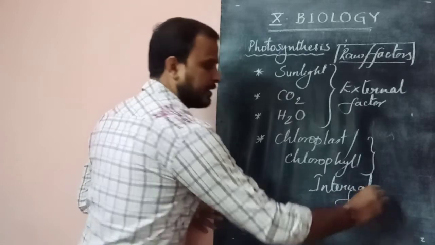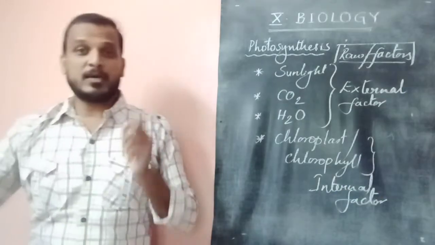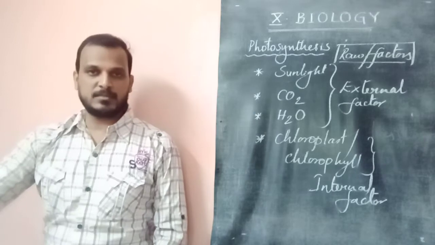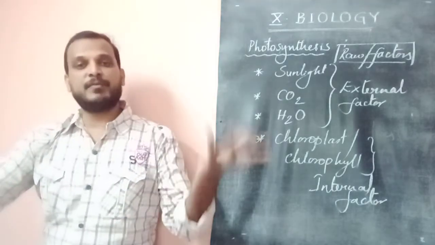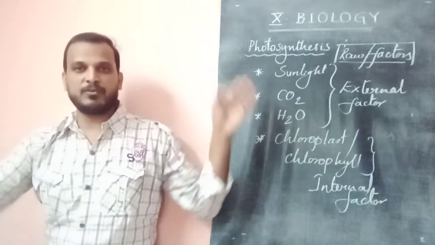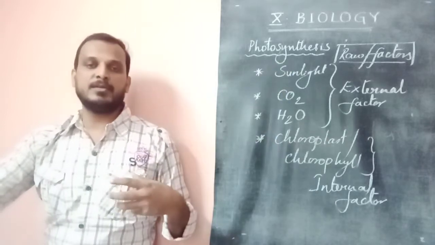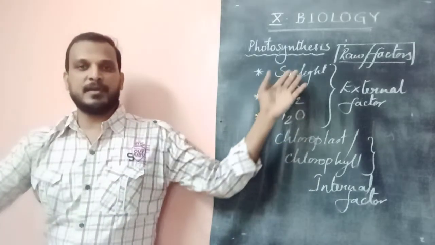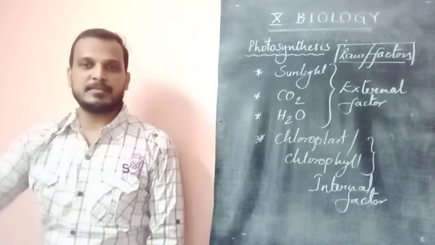So once again we can elaborate the question here. What are the factors of photosynthesis? How can you classify them? From where are they getting them? Factors of photosynthesis, from where they are getting, you know, and how they are classified into two different types: external factors and internal factors.